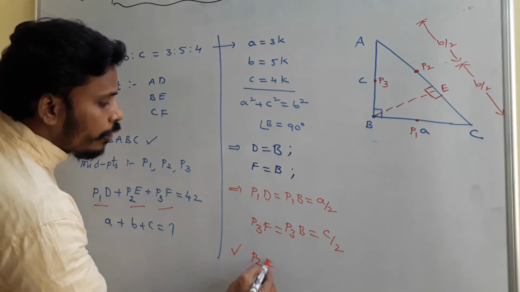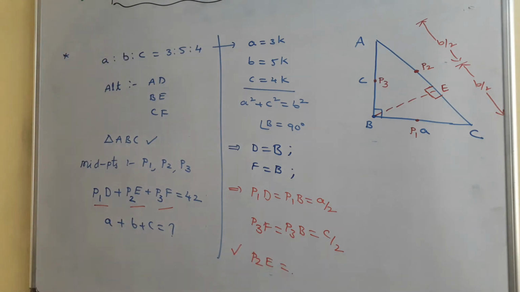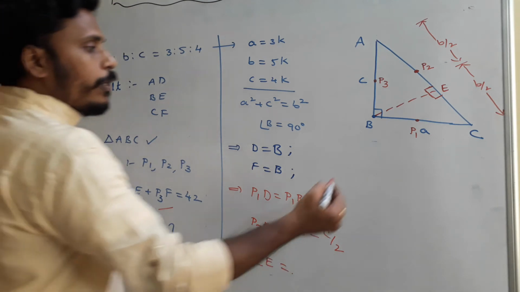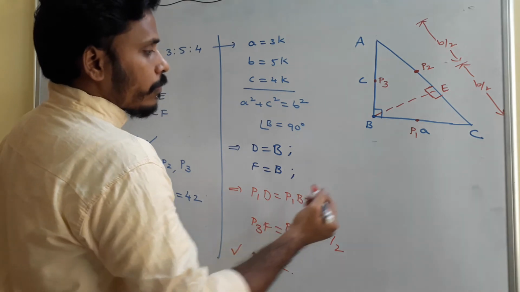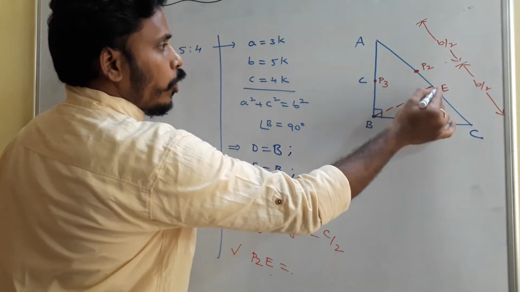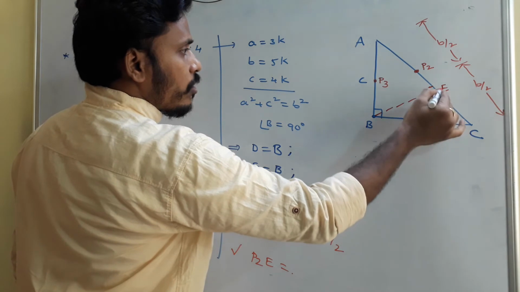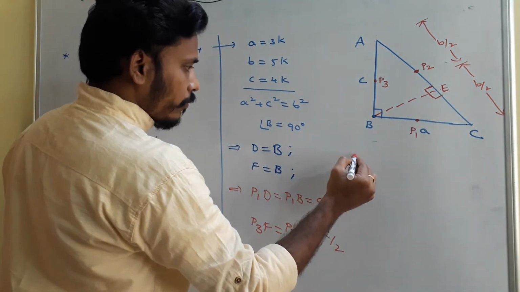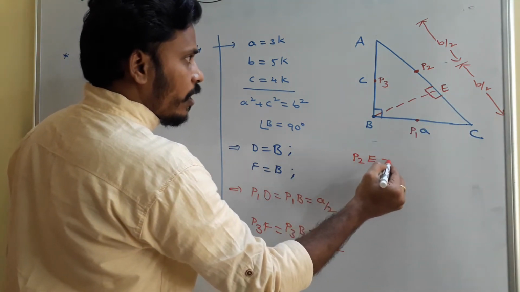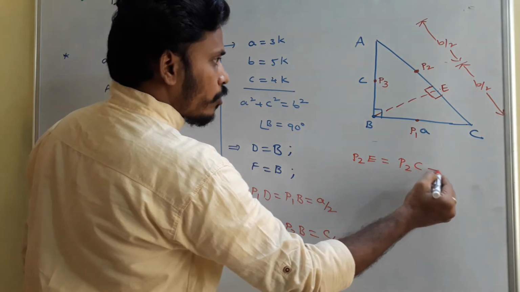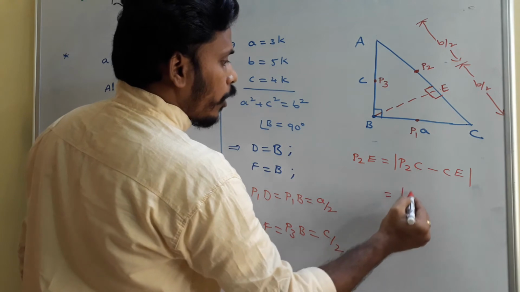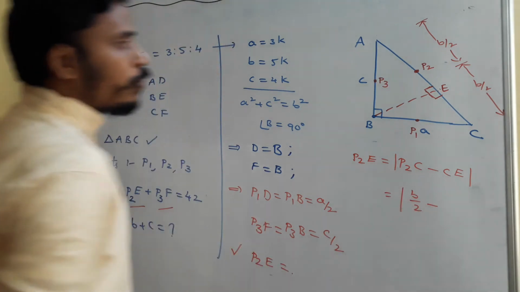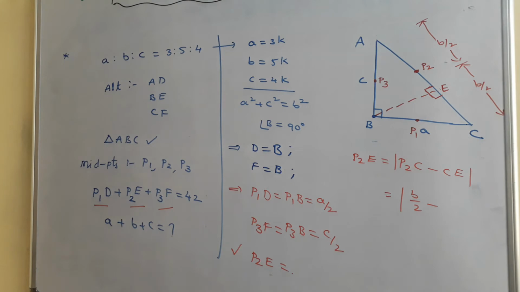Okay, how to calculate that P2E? So when you calculate that P2E, what I will say? This P2E is simply nothing but P2C minus CE, right? This P2E is equal to P2C minus CE. And P2C is B by 2. Then what do you say about CE? Okay? What you say about CE, that's what you need to calculate.